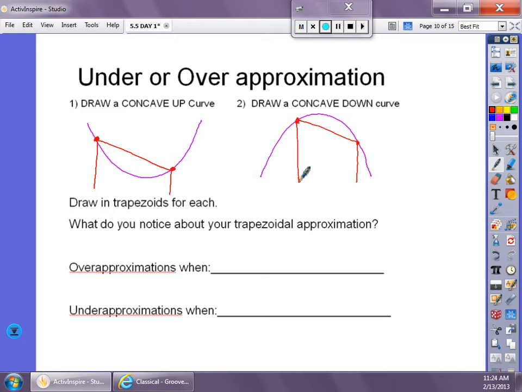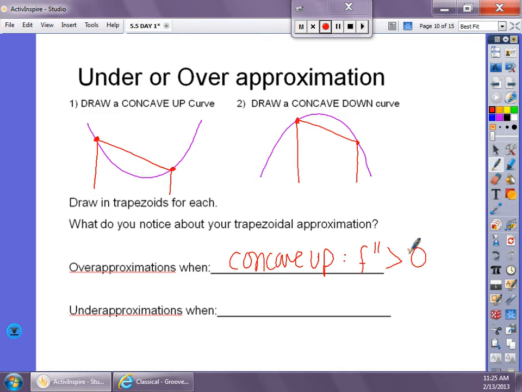So what do you notice? Draw your trapezoid, okay? You can build more of them if you don't believe me. You can build little ones if you don't believe me. But what do we notice? Well, over approximation, so my trapezoid has to be over the curve. When does that happen? Concave up. So my red trapezoid is above the blue curve. So concave up. Okay? So concave up is when my second derivative is greater than 0.